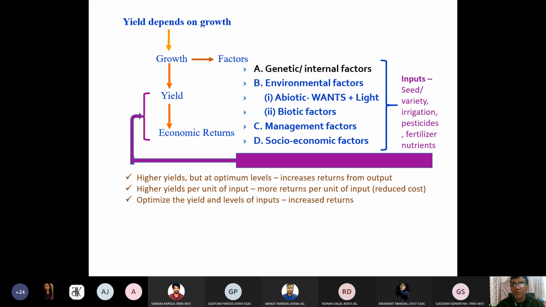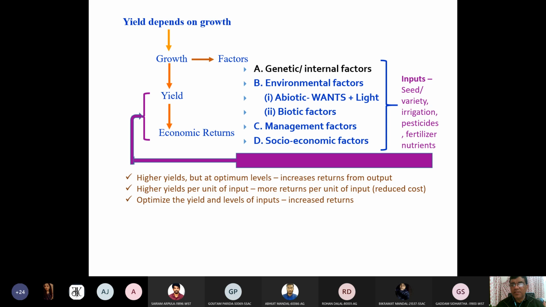Biotic factors include your weeds. So weed management will become input. Control of weeds will become input, or doses of herbicide. Doses of herbicide or pesticide or insecticide can be used to manage the biotic factor. Then these pesticides or herbicides will become your input.